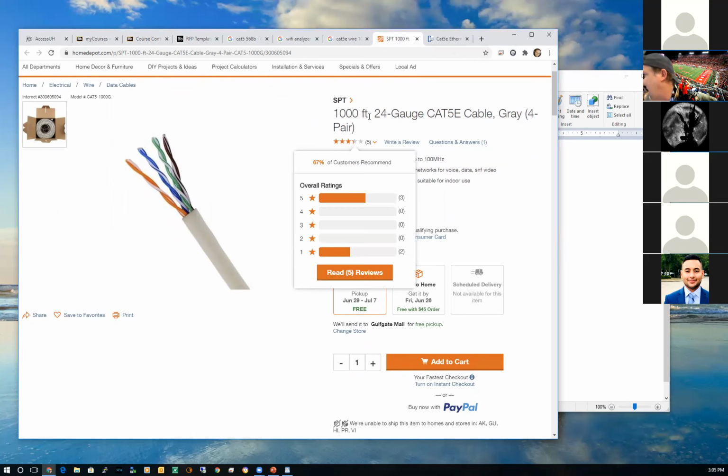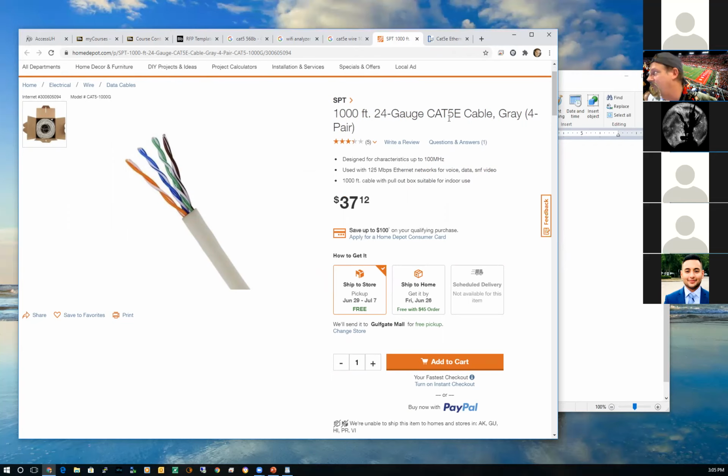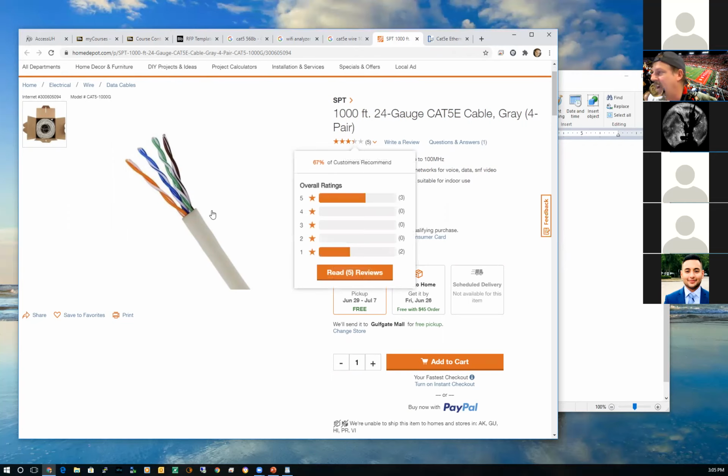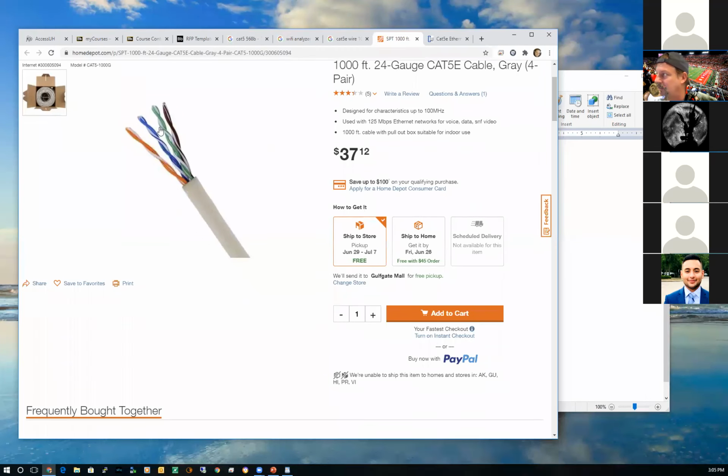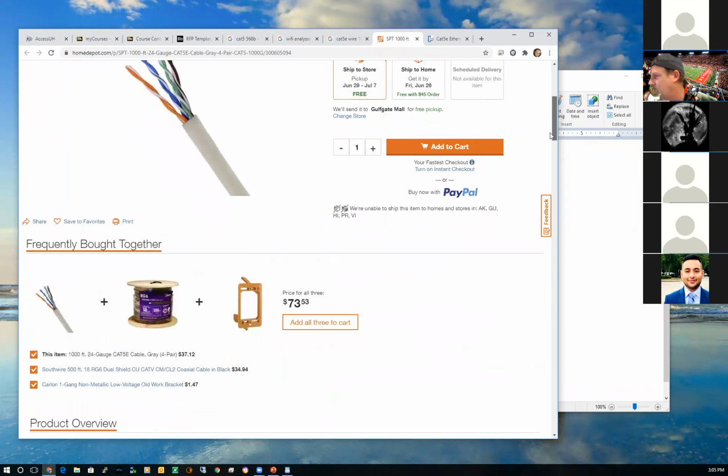So this says 1,000 feet of 24 gauge. There's a 24 gauge Cat 5e cable, gray. The color doesn't matter, by the way, on the outside. We don't typically care. This inside color matters, but the outside doesn't matter. Why is it this cheap? Because I tell you, copper is expensive. Copper metal is expensive. Pennies haven't been made of copper since 1984. They're made of zinc, which is a much more common material, by the way.